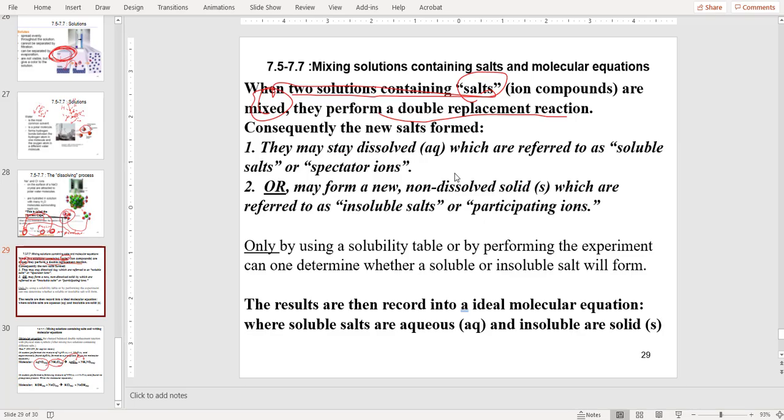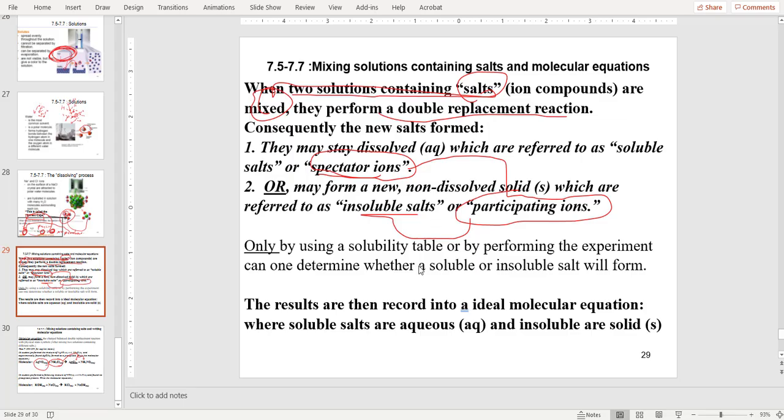So in general, the products may stay as an aqueous substance, and because they're in individual solvent cages floating around, we call those spectator ions because they don't really do anything. Compare those to the other group that forms a solid. Those ions actually came together and formed a solid, which we call participating ions, because they participated in creating a solid. And another word for solid is precipitate. Also another word for solid is insoluble salts, but I like precipitate the best.